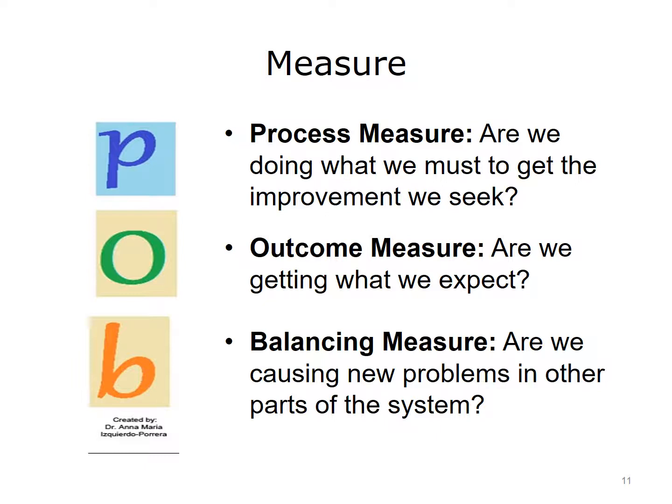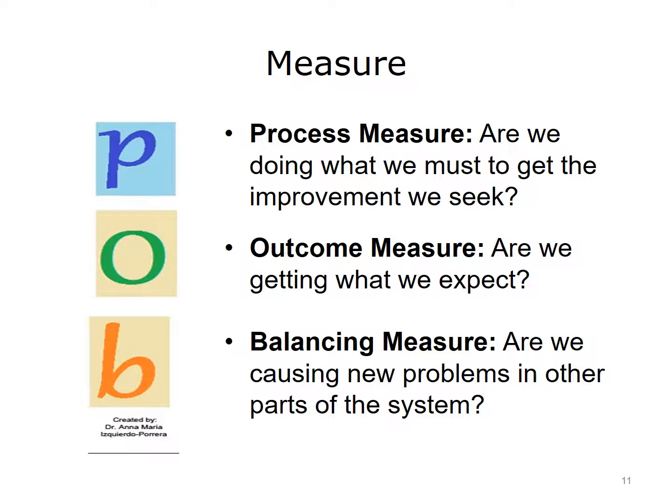Outcome measures: these measures determine the impact of our changes in the system. They measure results about a person's health and well-being. Outcome measures can be intermediate or long-term. Balancing measures: these measures are designed to look at the whole system and make sure we are not causing new problems in other parts of the system while trying to fix something.